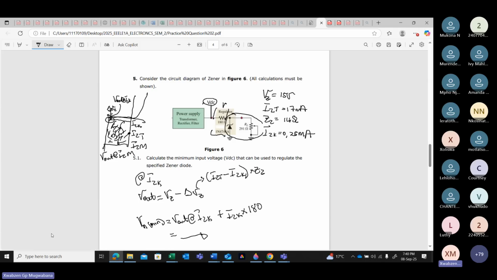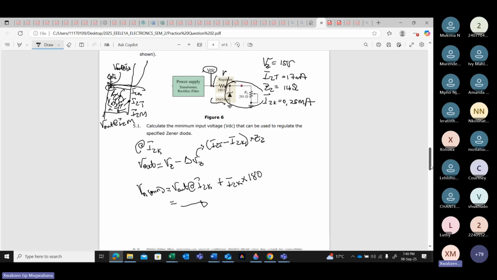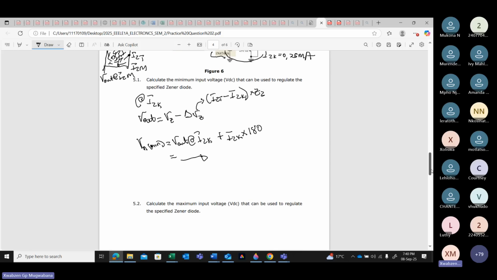Then from there, because we have determined this, now we know what our V in minimum is. The next one says we need to calculate the maximum input voltage that can be used to regulate the Zener. What happens in maximum? It simply means that now it's looking at that point there.